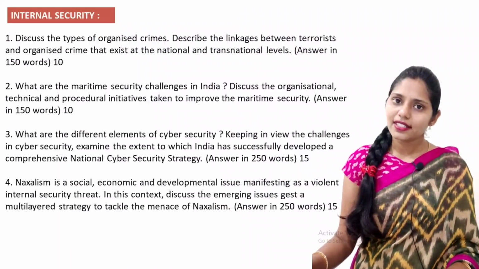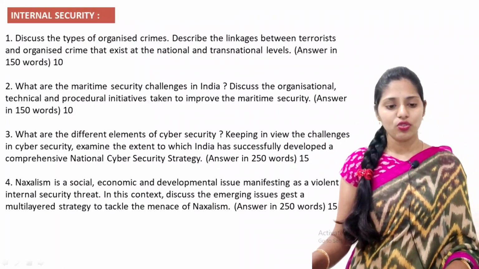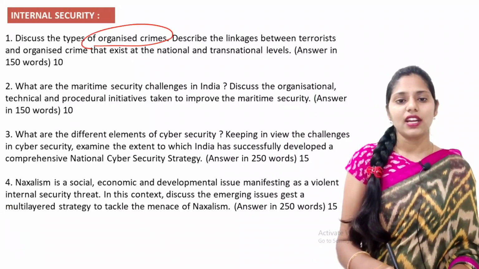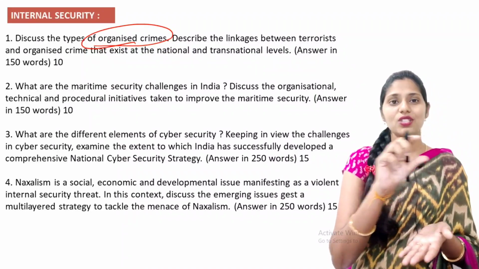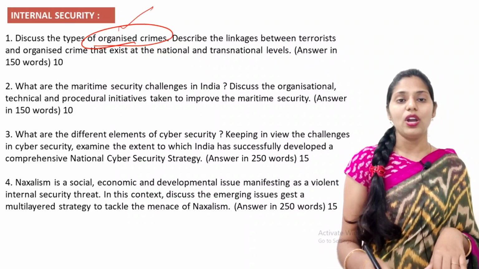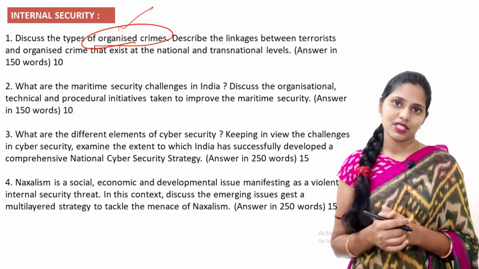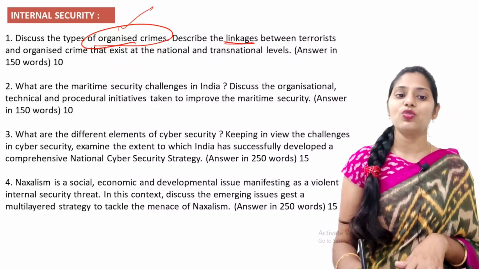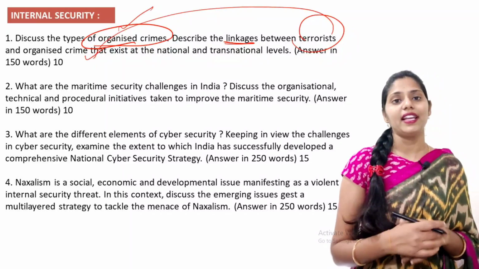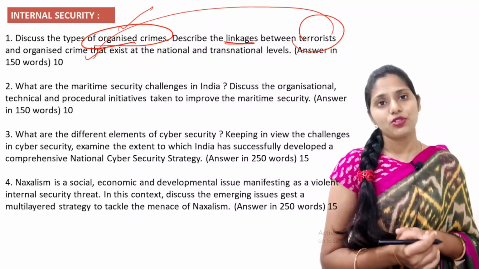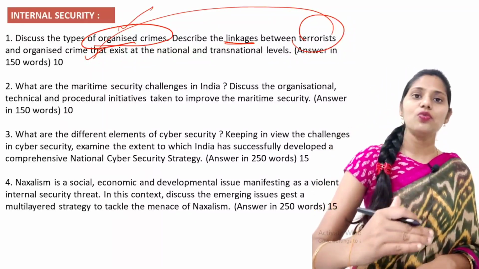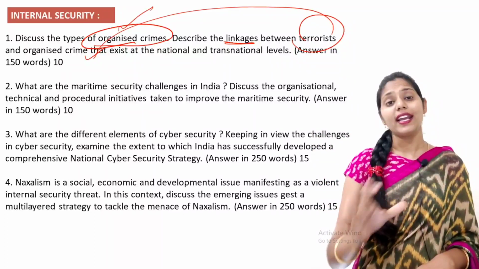And next one is our internal security. From internal security we got 4 questions. The first question is about organized crimes. If you go through your syllabus, there is one topic in your internal security, that is organized crimes. Here you have to know about the linkages between terrorists and organized crimes. Yes, terrorists also go for organized crimes, for example arms trafficking, drug trafficking, etc. And you have to know how these organized crimes are going on at state level, national level and international level.